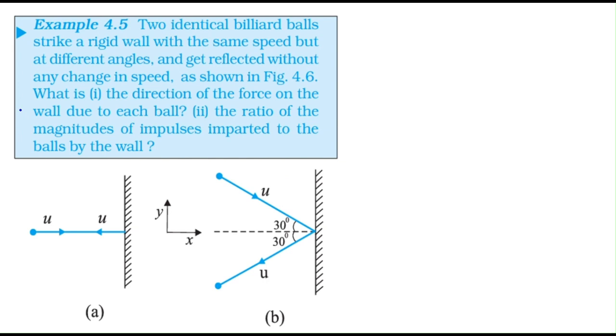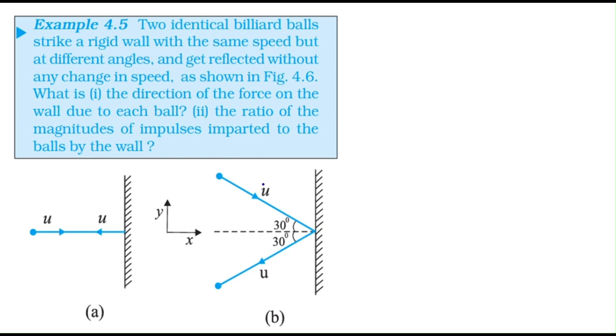Here we are going to solve this first example. What is happening here? There are two identical billiard balls, and those balls are struck against a rigid wall with the same speed, but at different angles. Then they get reflected without any change in speed. That is, the magnitude of velocity remains the same, but the direction is changing. So number one, what is the direction of the force on the wall due to each ball?